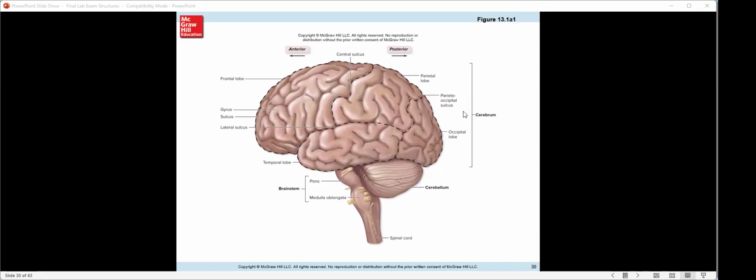All of these lobes together make up a structure we know as cerebrum. And we know that cerebrum has a variety of convolutions or ridges called gyri, and all of these minute depressions are called sulci.